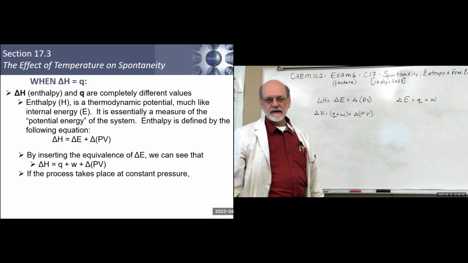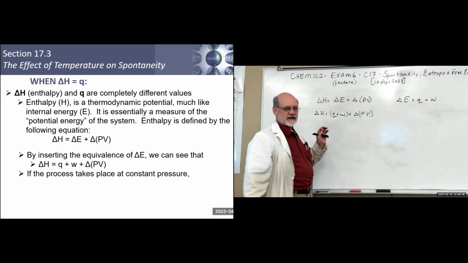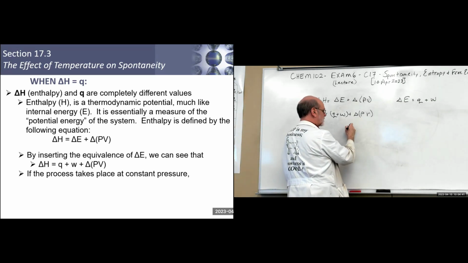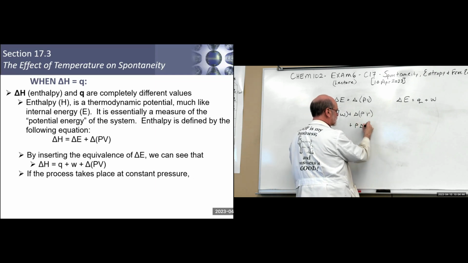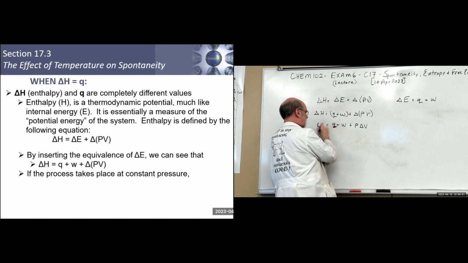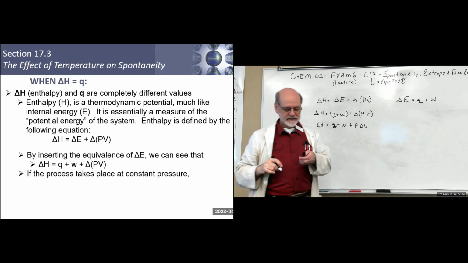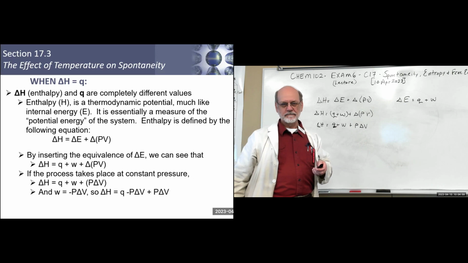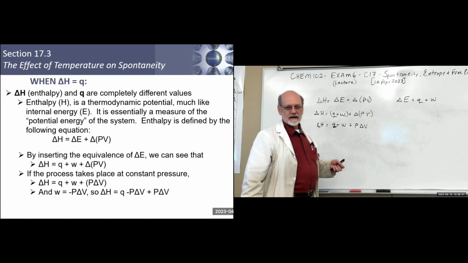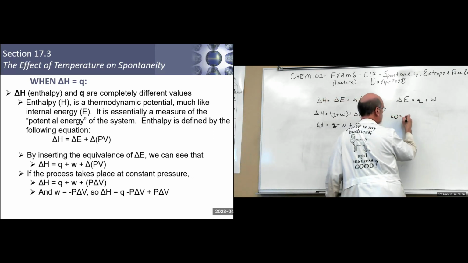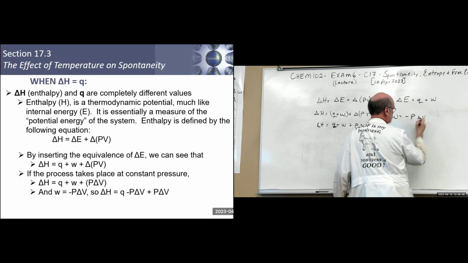If the process takes place at constant pressure, then this P comes outside, and now we're just looking at a change in volume. Q plus W. Now, we said earlier that W equals a negative P times the delta V.